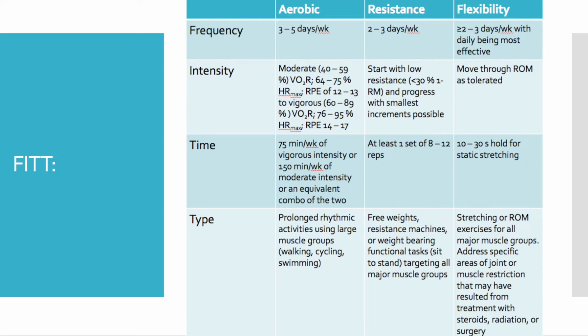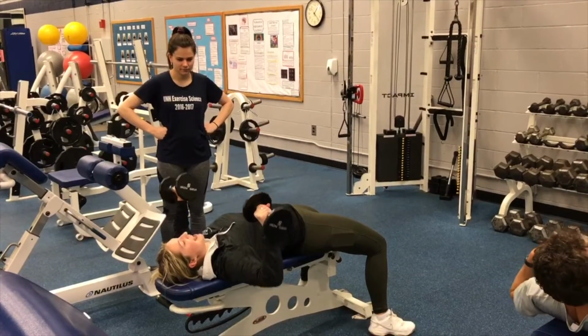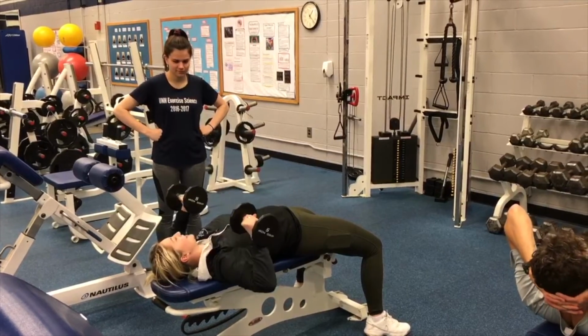The type of aerobic activity should be prolonged rhythmic activities using large muscle groups, for example, walking or cycling or swimming. Resistance training should be with free weights, resistance machines, or weight-bearing functional tasks, for example, sit to stand. The exercises chosen should include all major muscle groups. Stretching or range of motion exercises for all major muscle groups should be included. The trainer should address specific areas of joint or muscle restriction that may have resulted from treatment with steroids, radiation, or surgery. Here are a few examples of exercises that could be utilized when training individuals with cancer.